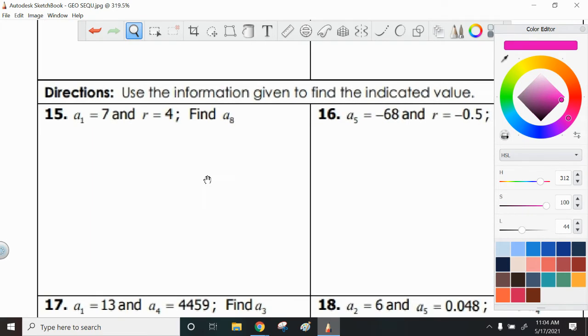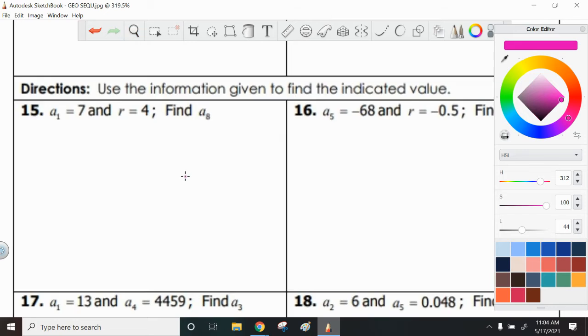Use the information to find the value. If I know the first term is 7 and I know my ratio is 4, what would the 8th term be? So I know it goes 7 and then just needs to start multiplying by 4, and I want to get to the 8th term. 28. 28 times 4 would be 112. And I could just keep multiplying by 4.